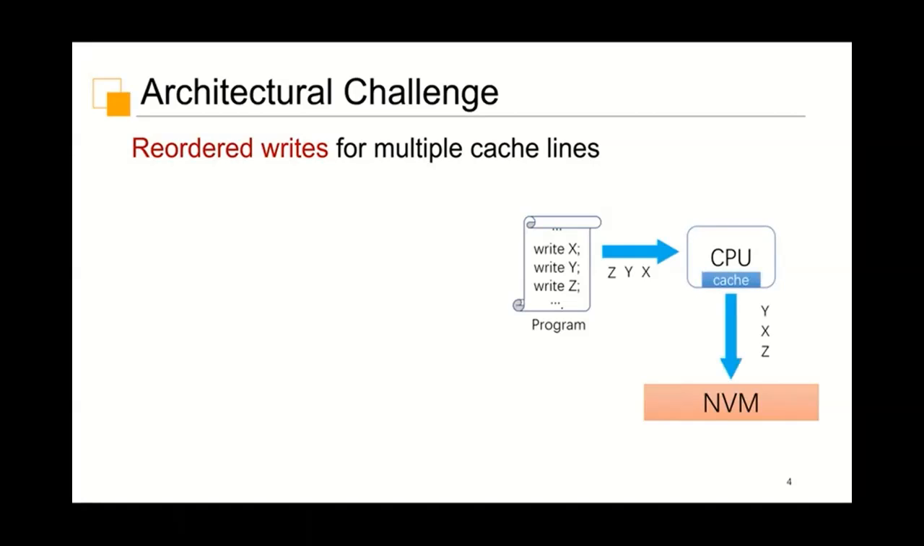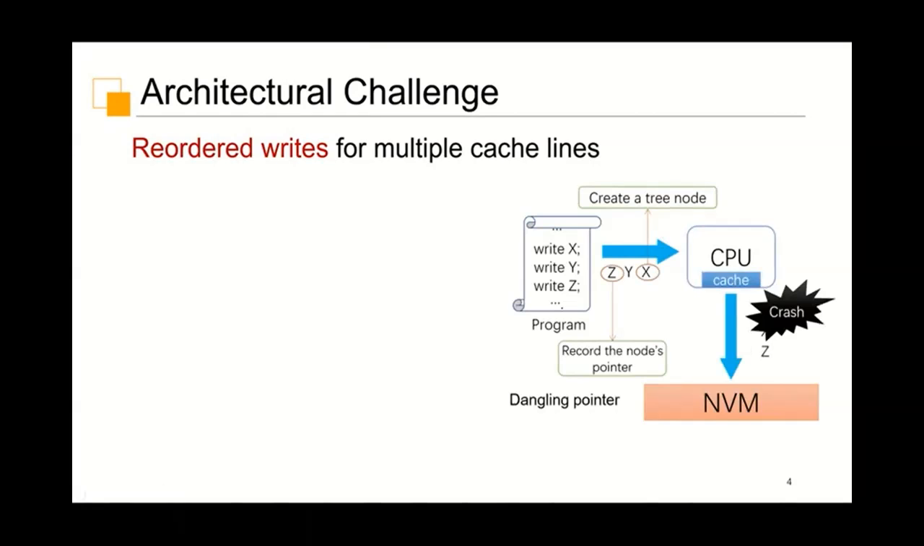However, these reordered writes are not good for consistency. Assume x means we create a new tree node, and z means we record the node's pointer. This is quite common for a B+ tree. After we write the data z, the system crashes. So what will we have? We will have a dangling pointer z. However, the x is not successfully created. So this will cause inconsistency.